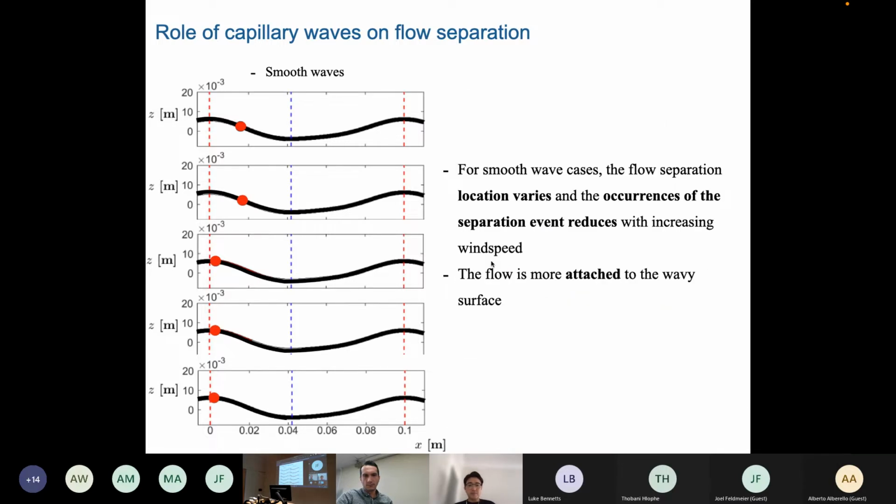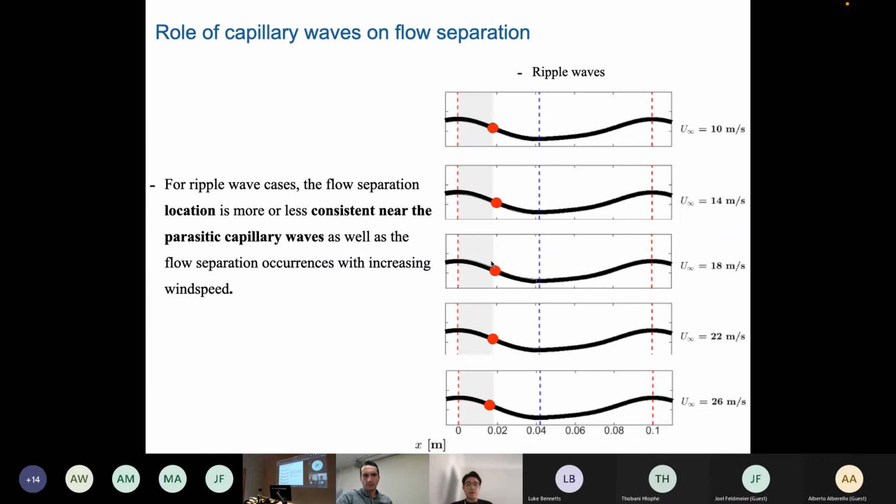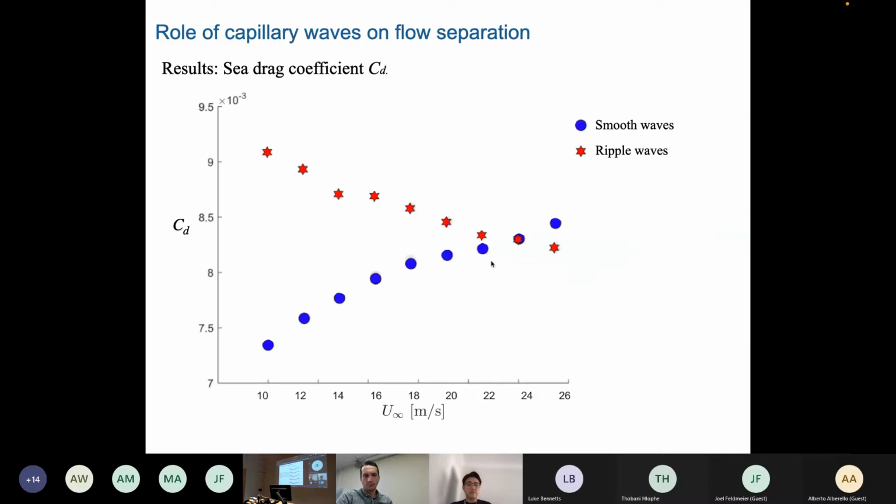waves. Hence, for the smooth wave, we found that the separation location varies, and the number of separation events reduces with increasing wind speed, and fewer separation events means that the flow is more attached near the surface. Whereas for the ripple case, the flow separation point is more or less the same as it separates behind the area covered by ripples, and the flow separation was consistently observed for the range of wind speed that we tested.